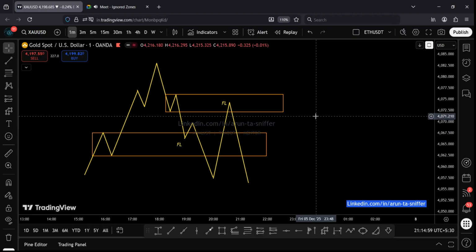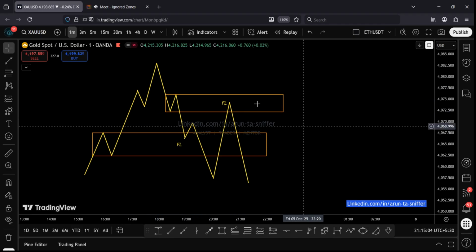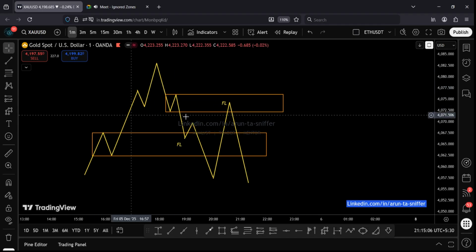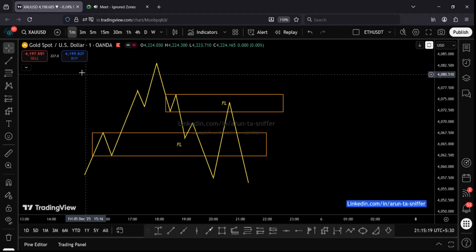Okay, let's see other situations. This situation was for QM. Usually this is the QM structure and this is how the FL is ignored in the QM structure. Let's see other structures as well, like the compression structure, and how this happens in the compression structure.